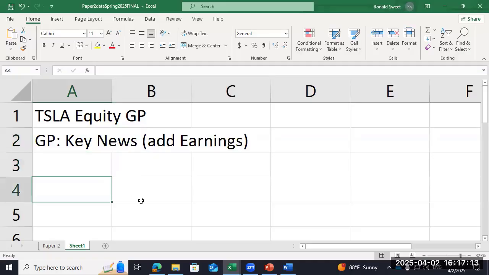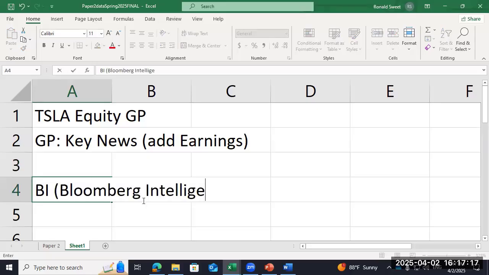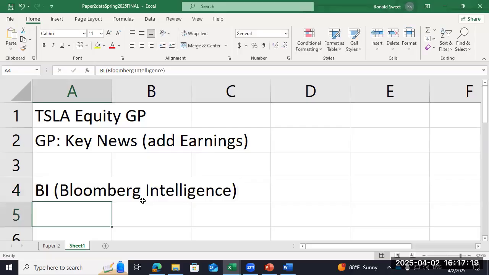There is also BI, which is Bloomberg Intelligence. If you go into Bloomberg Intelligence for your company, any articles or research or analysis they have on the firm is going to be in that list, and you should be able to find all kinds of stuff there. But there's plenty of places that you can go.